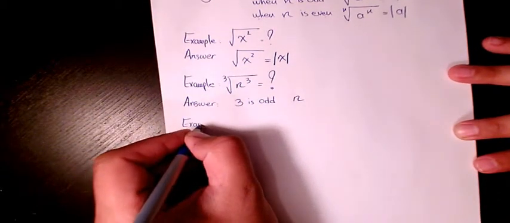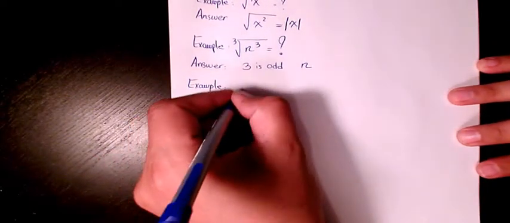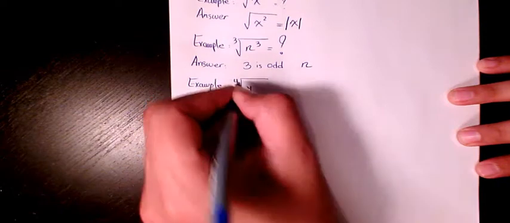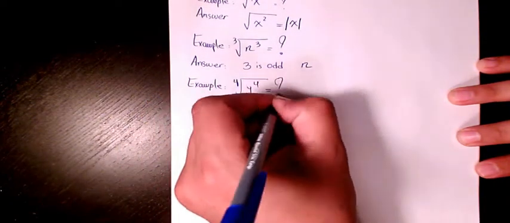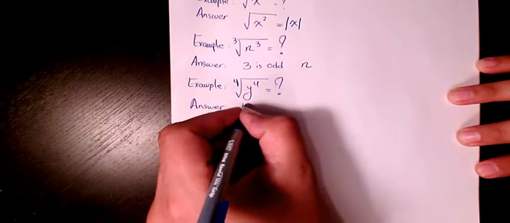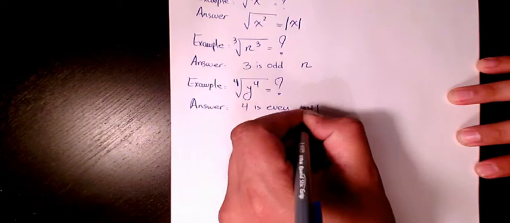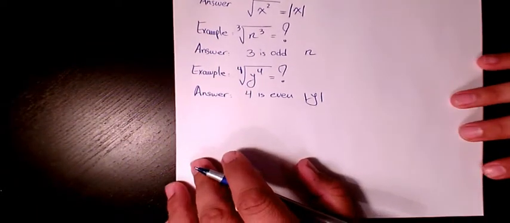Next example, the fourth root of y to the power of 4. The answer will be, since 4 is an even number, the answer will be the absolute value of y.